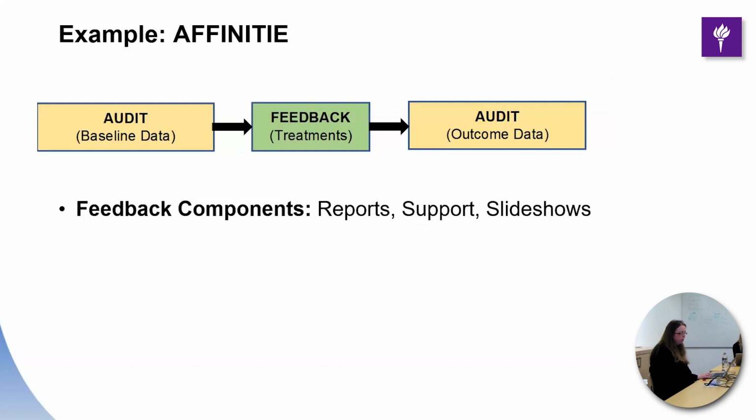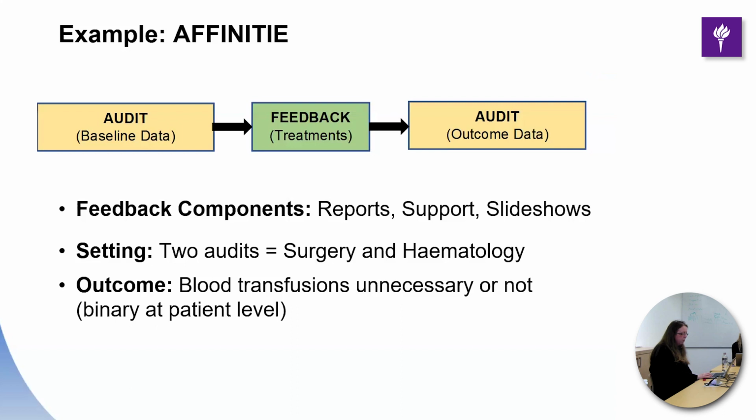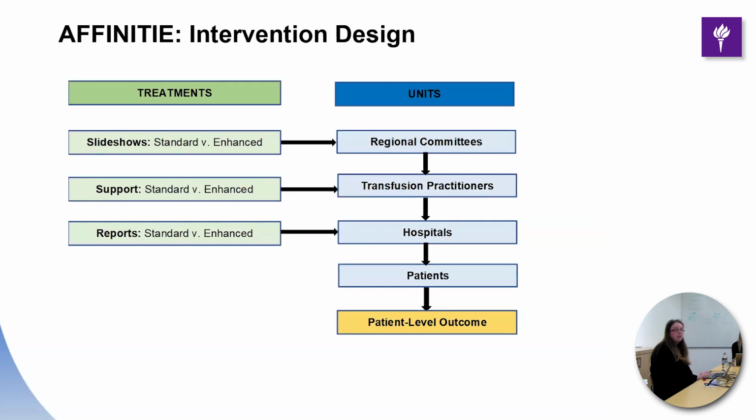There was an audit report, there was support given to transfusion practitioners, and then there was a slideshow or an information session given to regional transfusion committees. We did this trial twice, so the same design was repeated in a surgical audit and a haematology audit, one after the next. The outcome was a binary outcome of whether blood transfusions were unnecessary or not at the patient level. So the intervention design looks a bit like this.